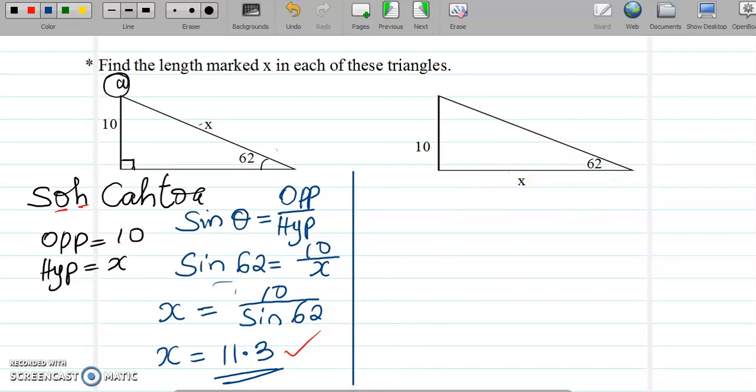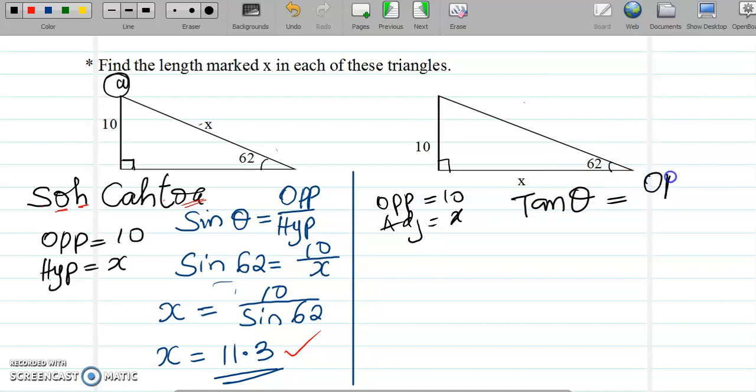Now in the same way, let's quickly look at this one also. Here, this point is our angle. This is opposite, and the opposite remains 10. This is the hypotenuse, and the remaining side is the adjacent. So the adjacent is x. Now I'm looking at opposite and adjacent, which means it's tan. So that means I have tan theta is opposite over adjacent.